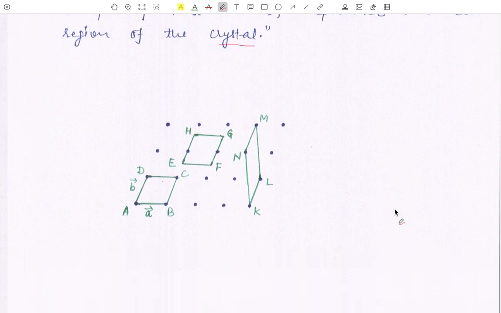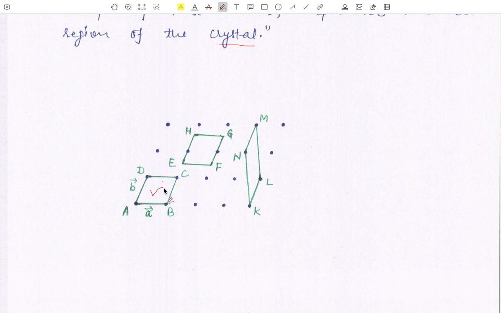Now we have a simple representation in two dimensions. Let this be a lattice structure in 2D. Here we have shown three parallelograms. The parallelogram ABCD has the four lattice points at its corners. Here let AB be the A vector and AD be the B vector. Now this may be a unit cell.